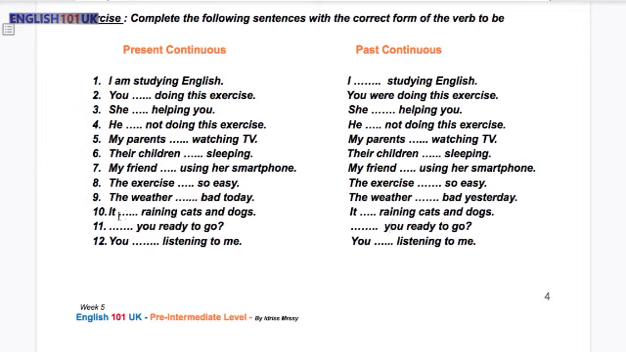10. It is raining cats and dogs. It blank raining cats and dogs. 11. You are ready to go? You blank ready to go? 12. You are listening to me? You blank listening to me? So you need to do this exercise.